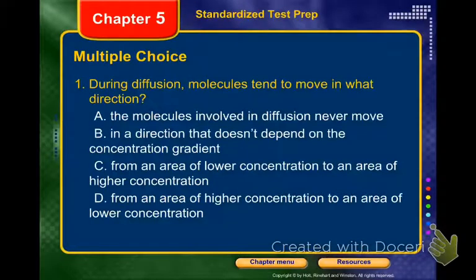All right, so let's take our quiz. During diffusion, molecules tend to move in what direction? They never move. It doesn't depend on the concentration gradient. From an area of low concentration to an area of high concentration, or from an area of high concentration to an area of low concentration.